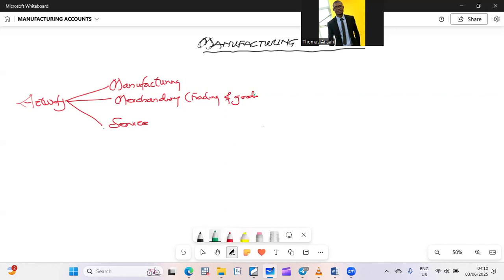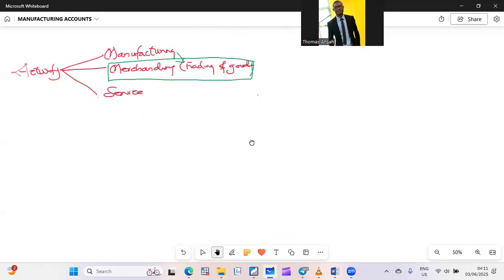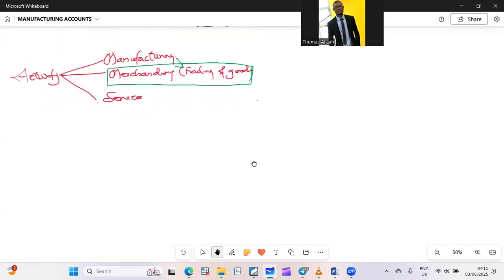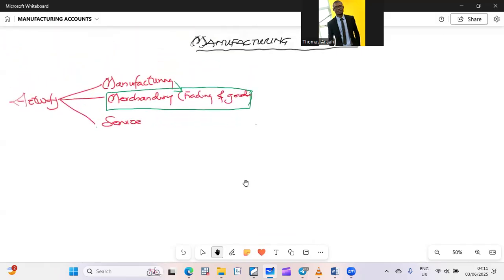So what we did was that we've actually gone through this and learned how to prepare final accounts for this one. Now we are looking at a business that is manufacturing and at the same time doing merchandising. So they are doing the two. So it makes the account divided into two. We have the manufacturing part and we have the trading part.